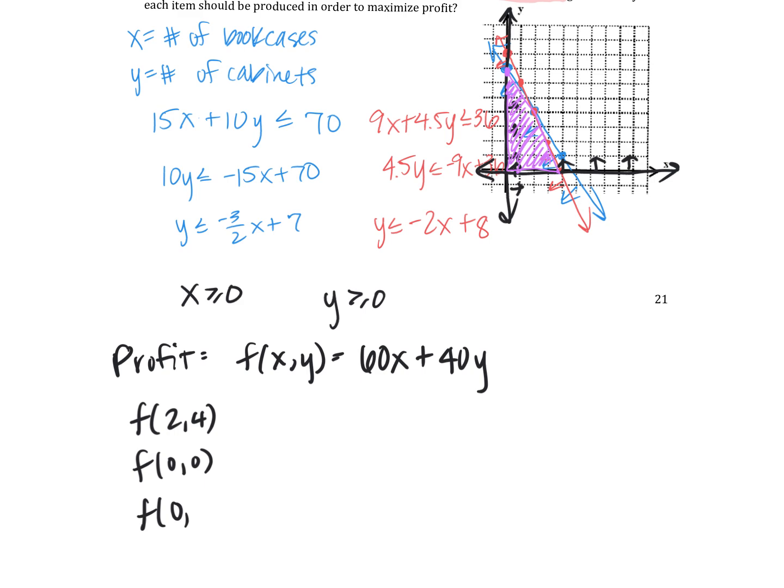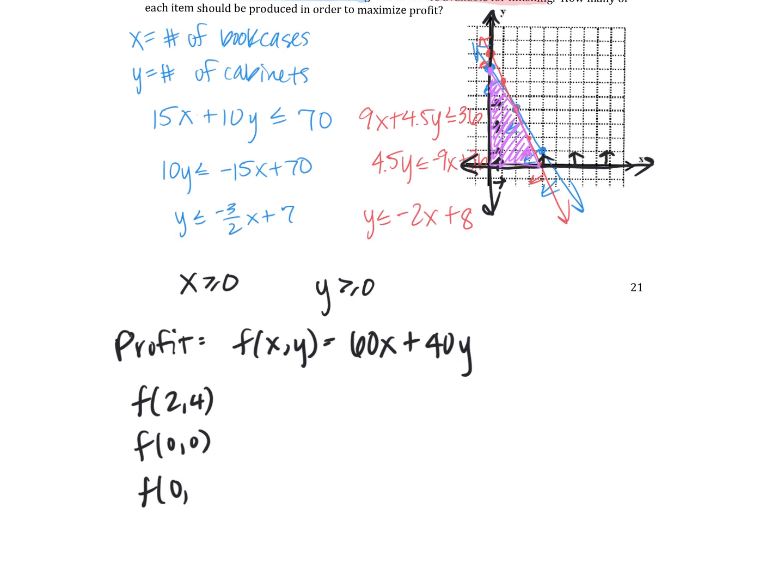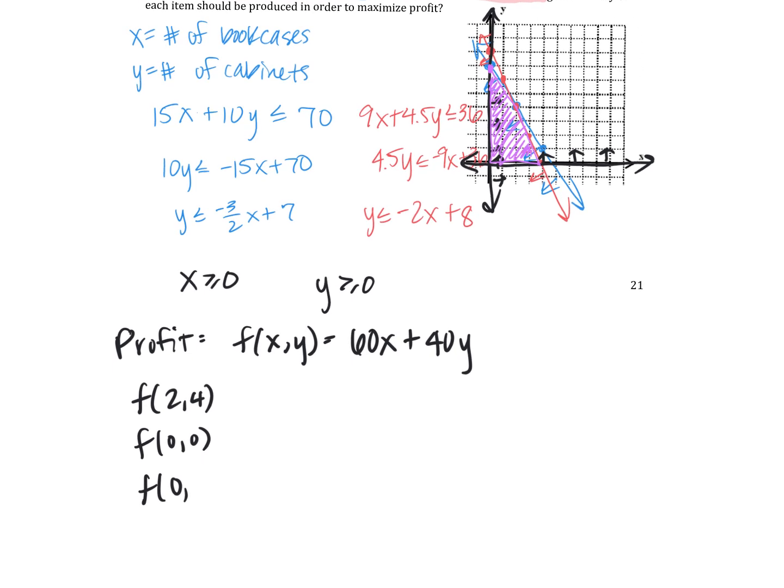0, 7. Very good. And I think it's 4, 0. Yeah. We can do this in our head, people. What's 2 times 60? 120 plus 40 times 4. 40 times 4 is 160. Add them up. 280. Okay, a little profit.